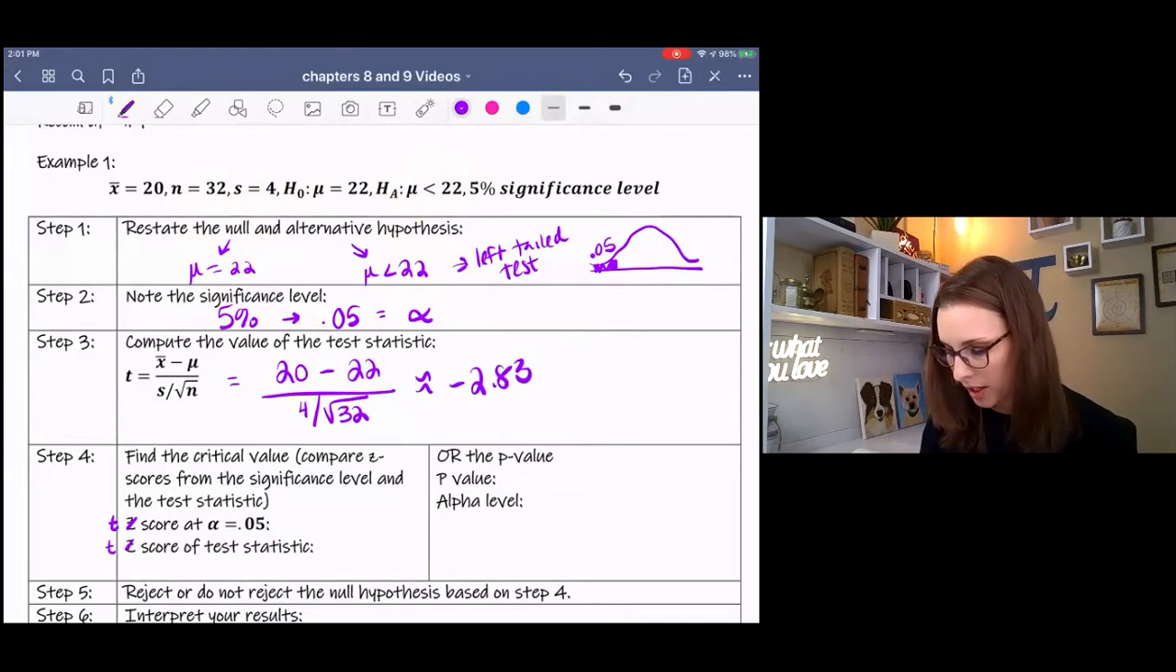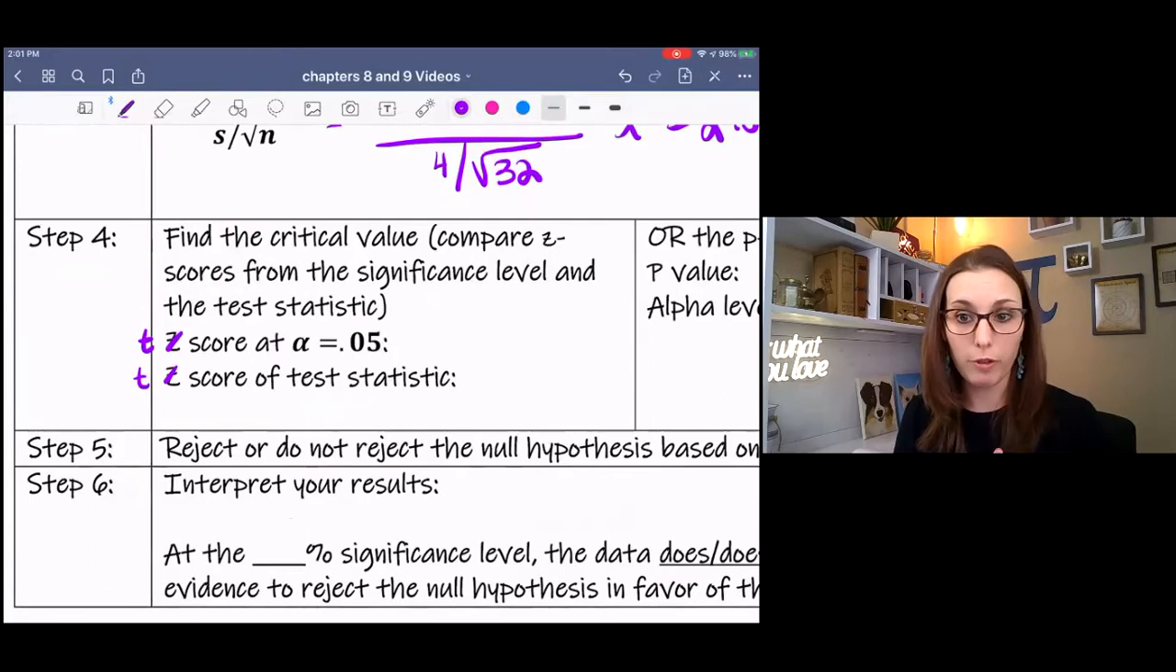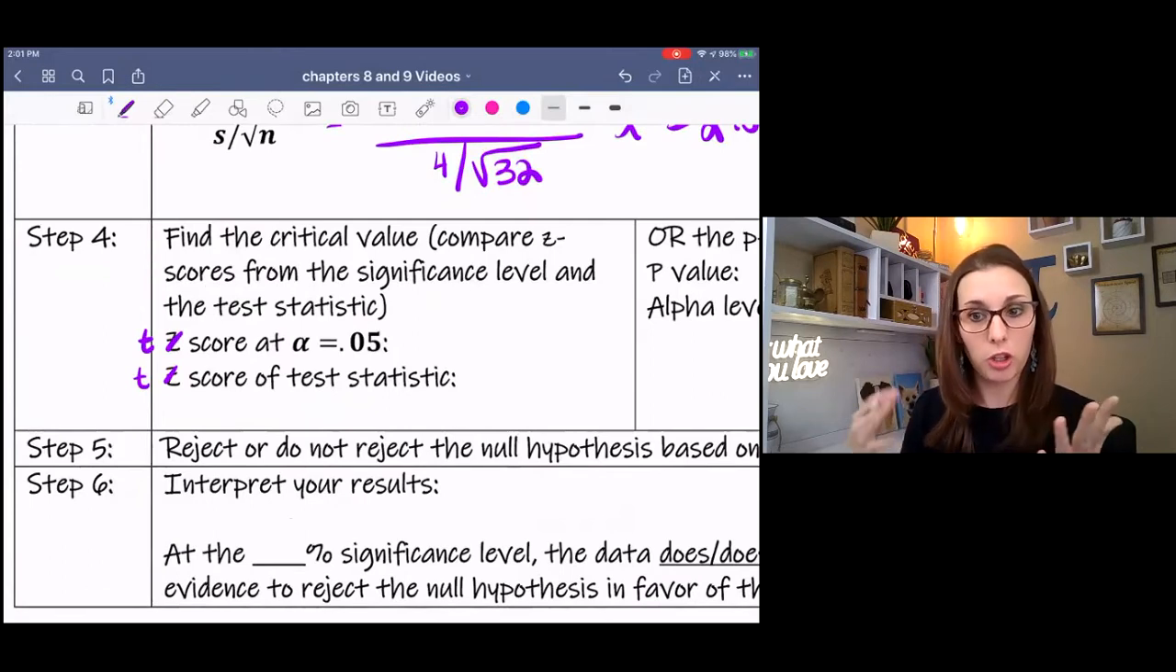And then if we're going to do the critical value approach, we need to find the cutoff point. So the cutoff point, the critical value, sets up your rejection and your non-rejection regions. And if your test statistic is in the rejection region, then we reject the null hypothesis. But we need to figure out where that point is.